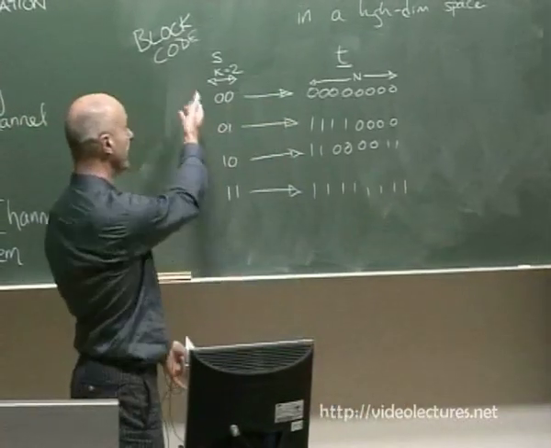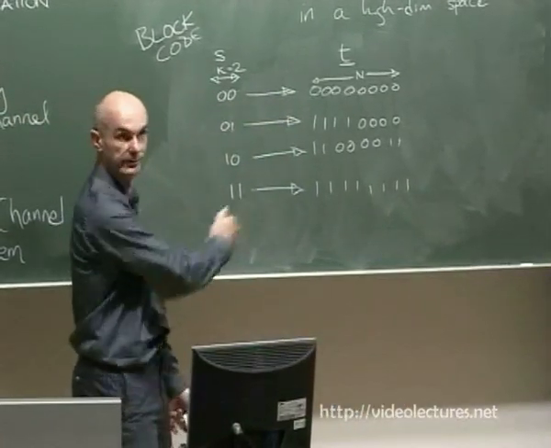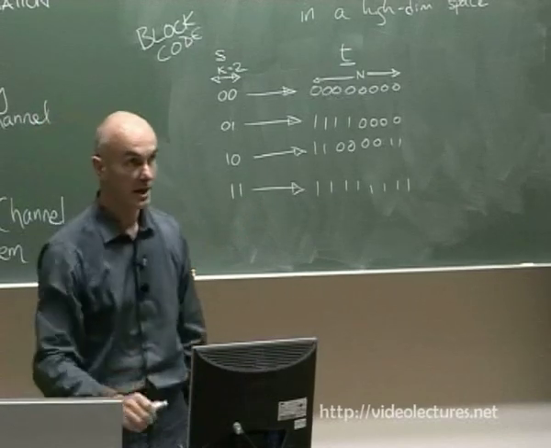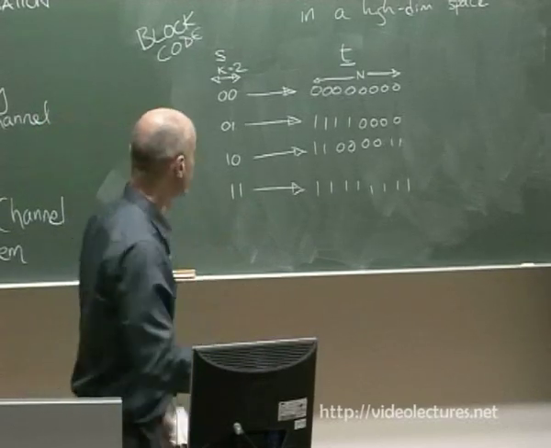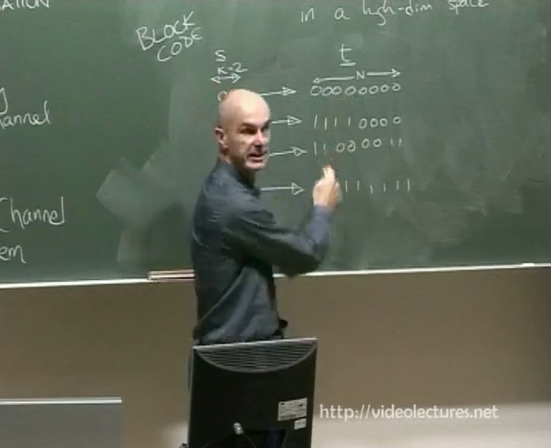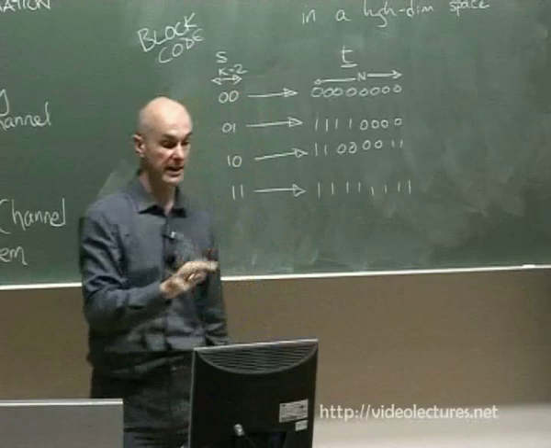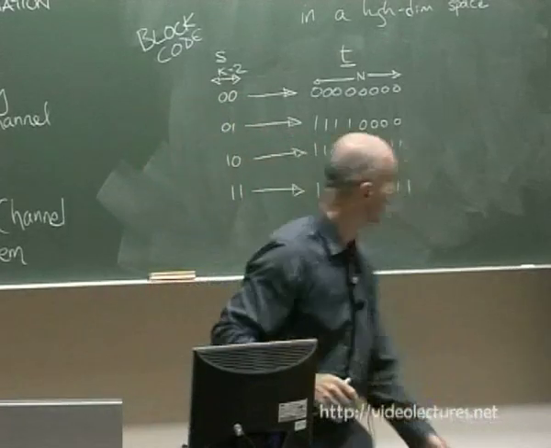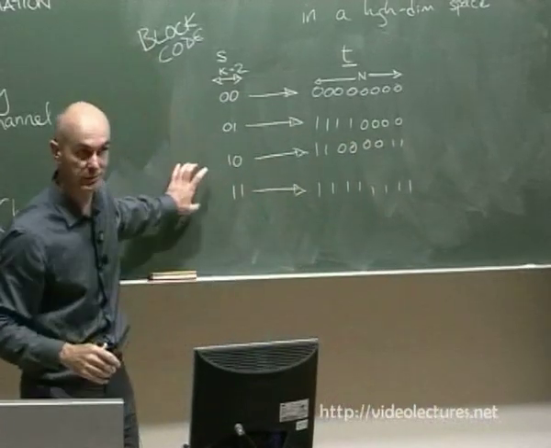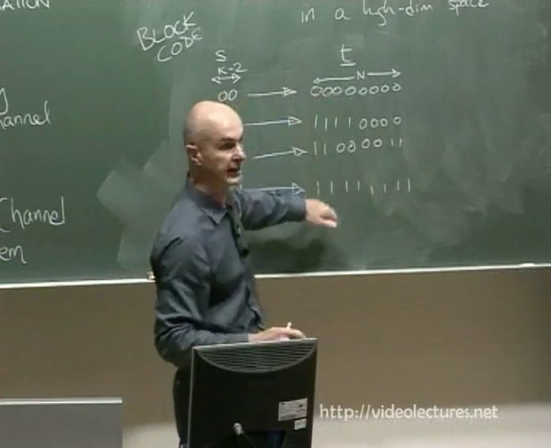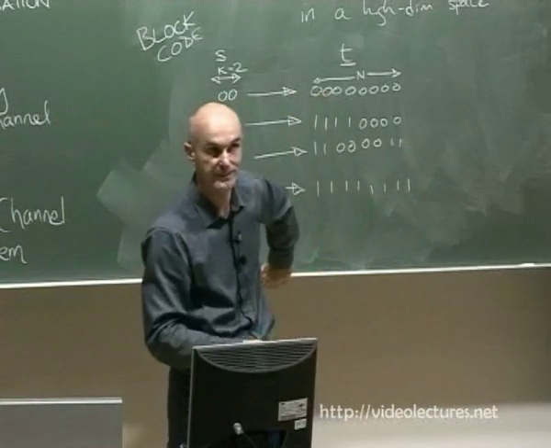There's four of them, and we can associate them with source strings. That's called a block code. And for it to work well, we want these to be a long way from each other because we don't want flips to confuse them with each other. All right? So that's a high-level statement of if you make a block code, that's what we want. Some vectors over here that are very different from each other.